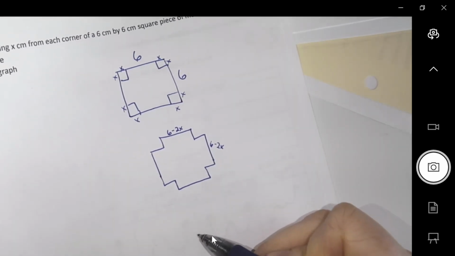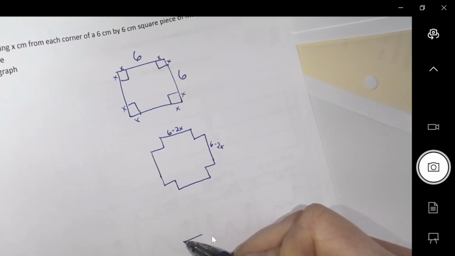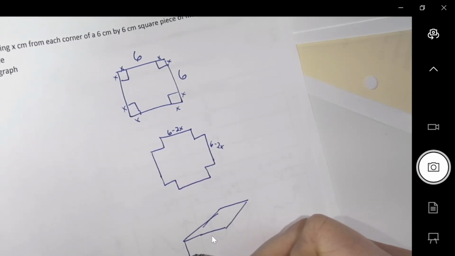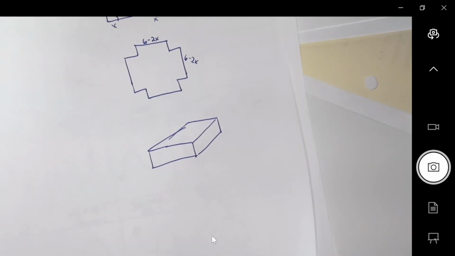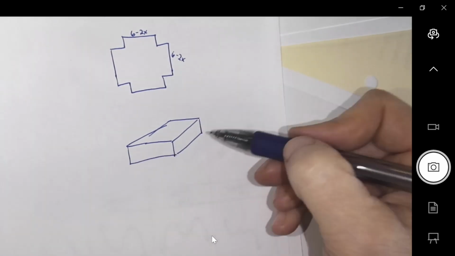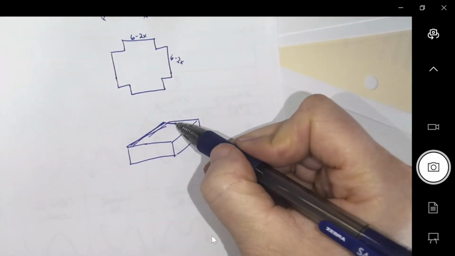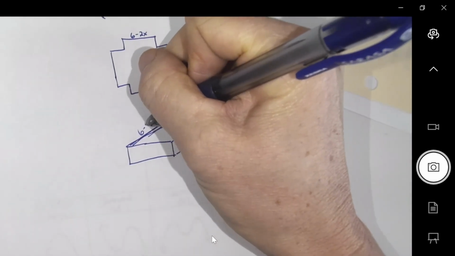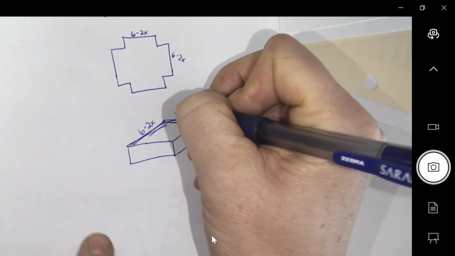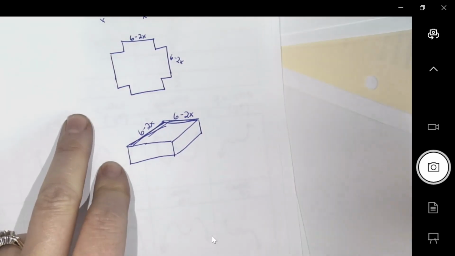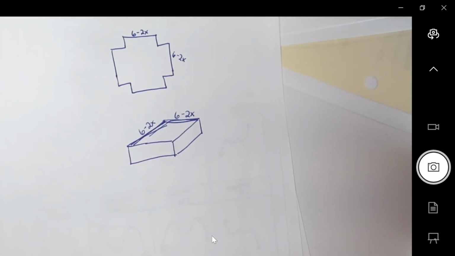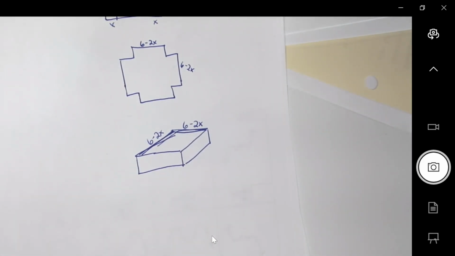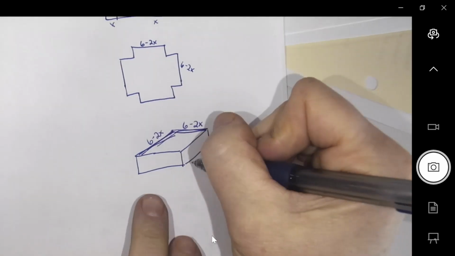Who's good at drawing three-dimensional here? Ooh, look at that, three-dimensional. There's my box. So this is 6 minus 2x wide. This is 6 minus 2x wide. And what is the height of this box? Because I folded that up. Remember, I cut the x off, so when I fold it, it's going to be x.